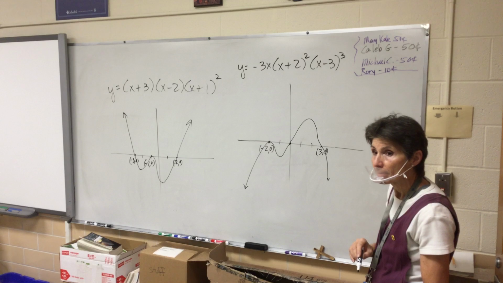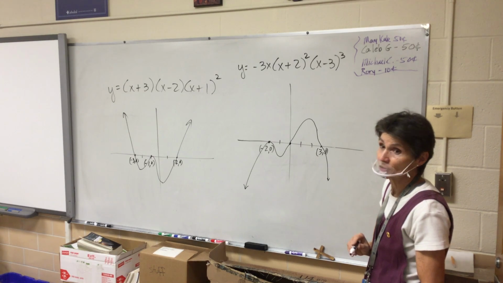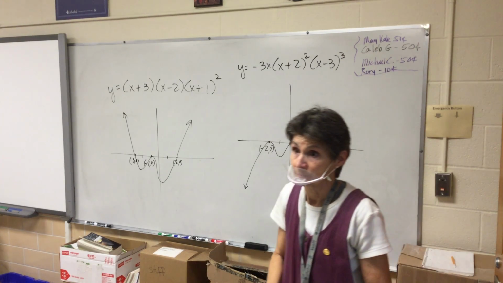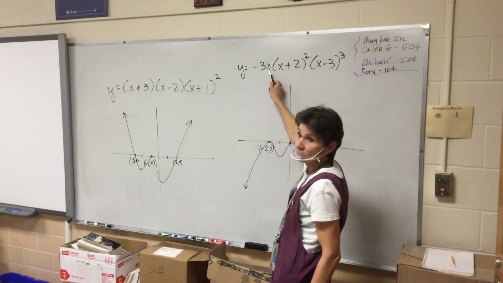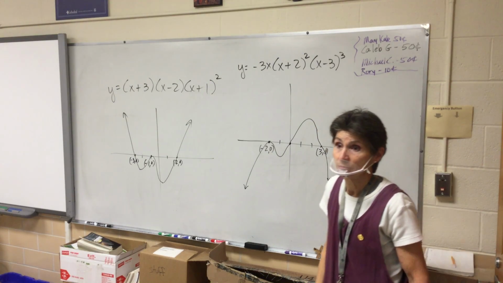I'm confused how you know it goes through and bounces off. That's the degree of the factor. So if there's a squared on the factor, that's a bounce off. If there's no squared on the factor, it just goes right through. If there's a cube on the factor, it squiggles through.